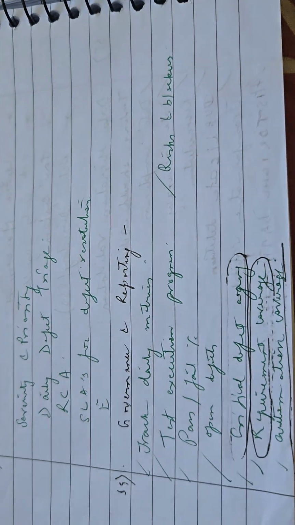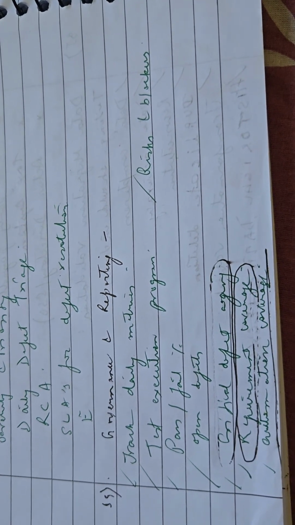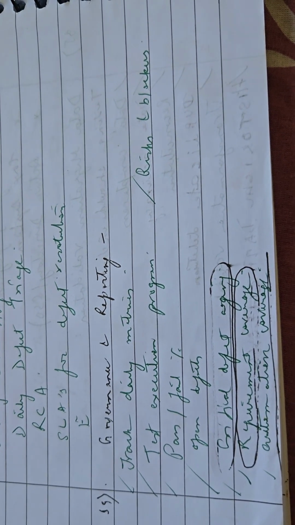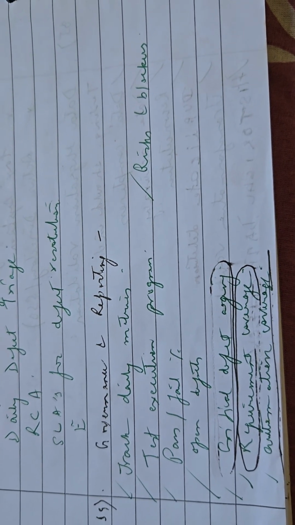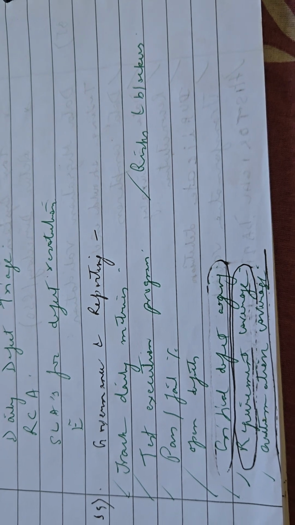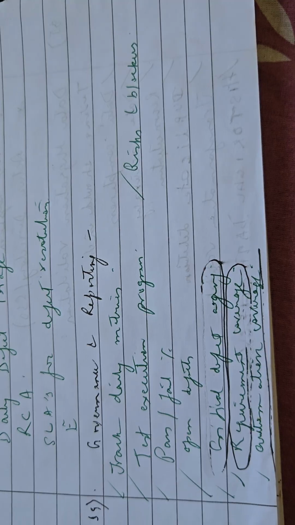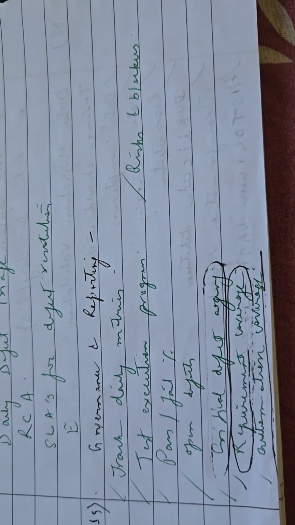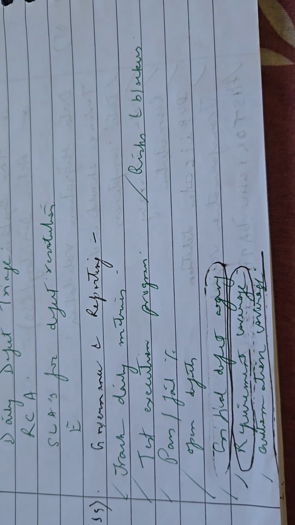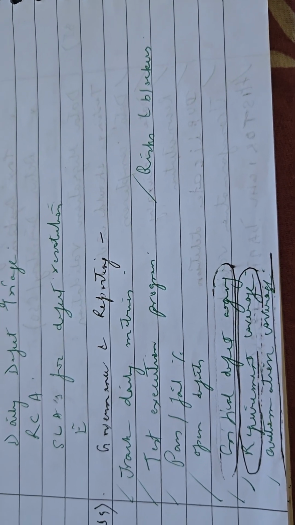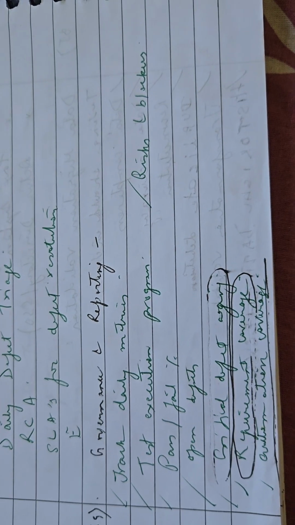So now coming to the next one, governance and reporting. In governance and reporting, you track daily metrics, test execution progress, pass and fail percentage, open defects, critical defects aging, requirements coverage, automation coverage, risk and blockers. So it's a beautiful way of governance and reporting. It covers everything. So you track daily metrics.